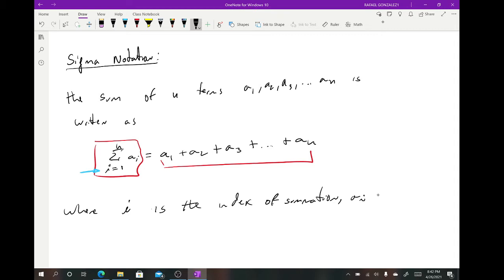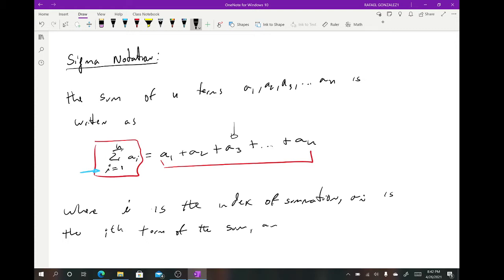ai is the ith term of the sum. So for example, if you say a3, that will be the third term of the sum. If you say a87, that will be the 87th term of the sum. That's why it's called the ith term, because when you get to really large numbers, you'll be like the 247th term of the sum, and so on.